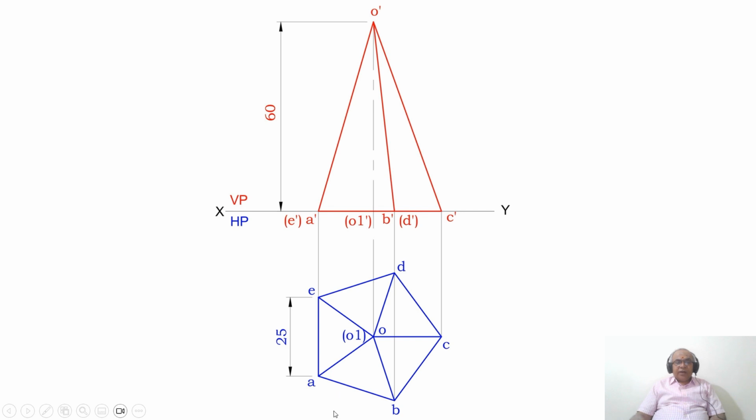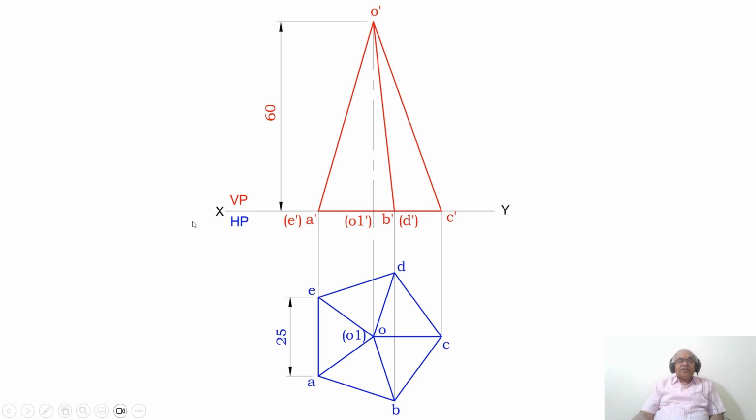Now, when you look from the top view, all the vertex points are visible: A, B, C, D, E. And you can see O dash is near to the observer when you look from the top view. Therefore, O is visible and O1 will be invisible. Similarly, when you look from the front view, A, B, C is near to the observer, so A dash, B dash, C dash is visible. D and E are away from the observer. Therefore, D dash and E dash will be in brackets. Since O1 is at the center of the pentagon, when you look from the front view, O1 is hidden by the edge AB. Therefore, O1 dash will be in brackets.